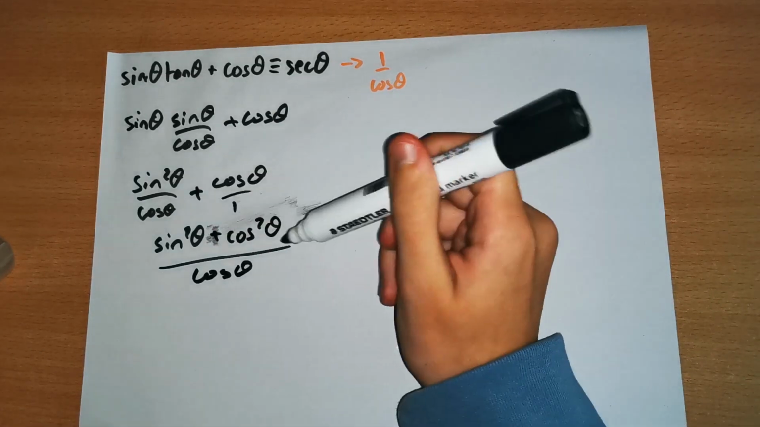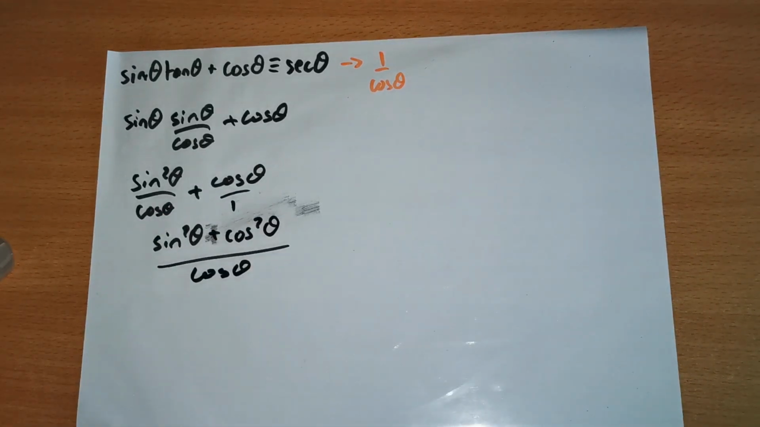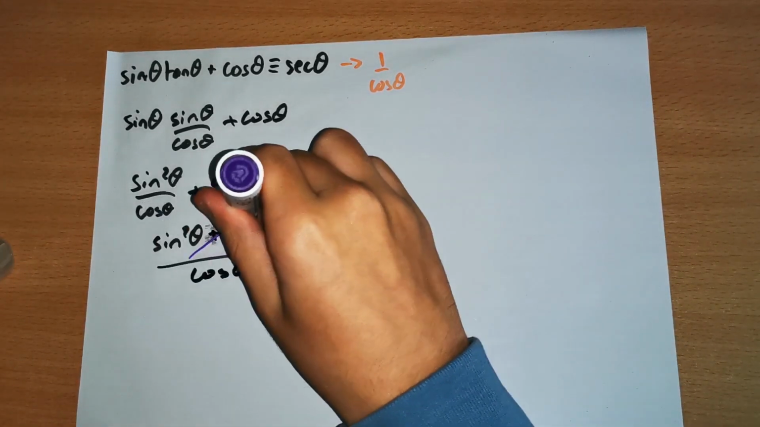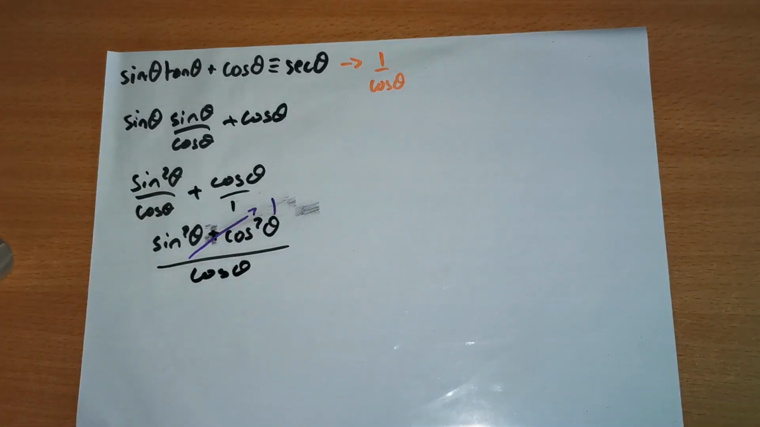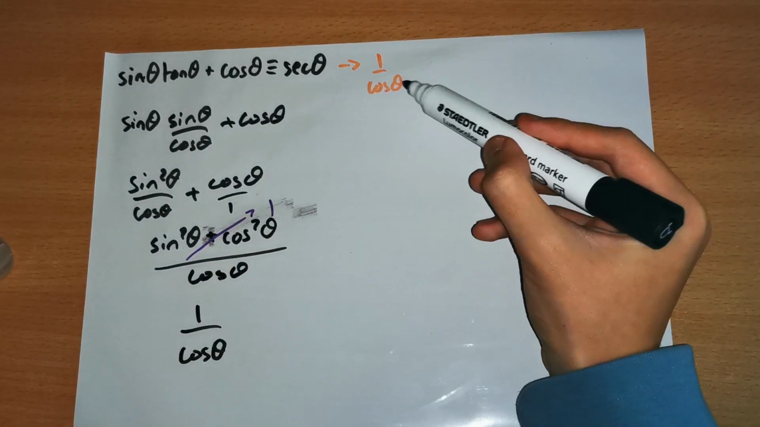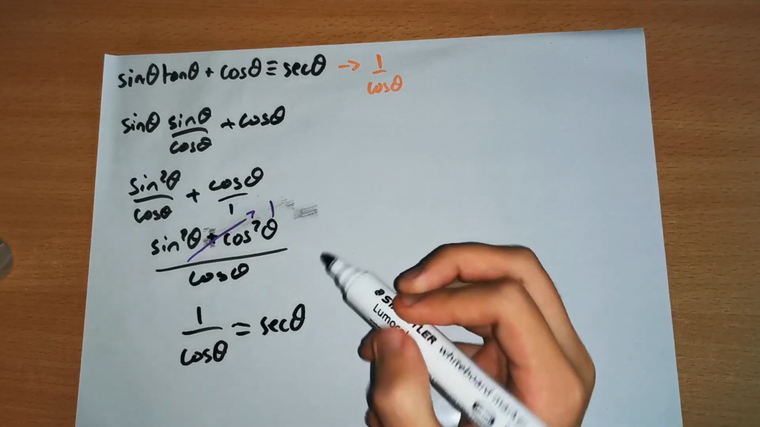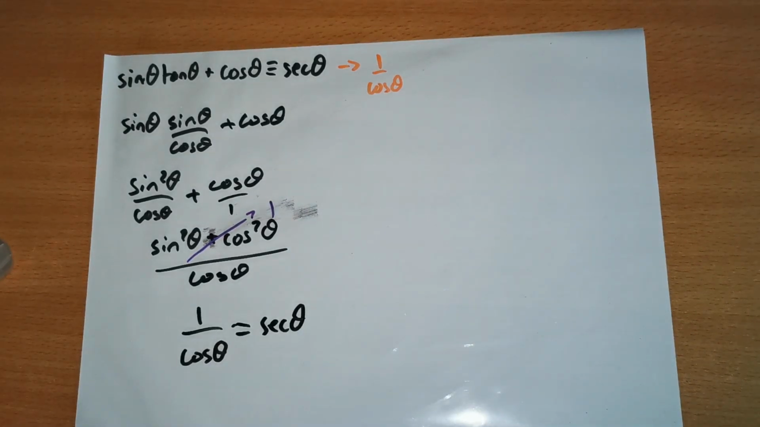We know that this is equal to 1. I'll do it in purple. You could do this: 1. Some teachers will do that just to let you know that that goes to 1, but you can then rewrite that as 1 over cos theta. We said we wanted 1 over cos theta, which is equal to sec theta as required.